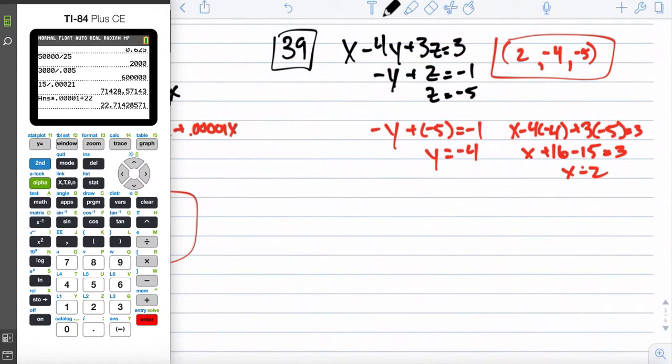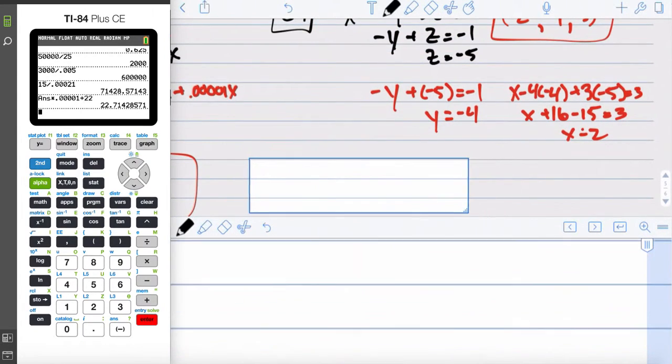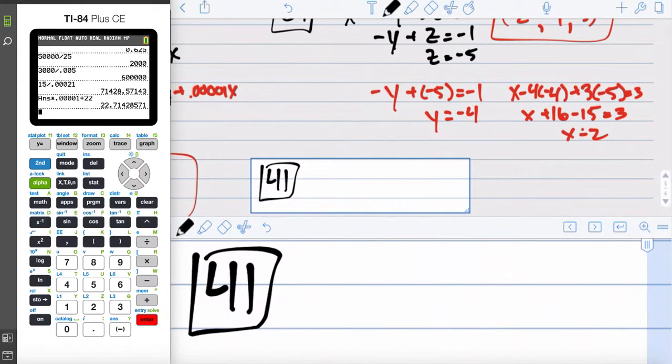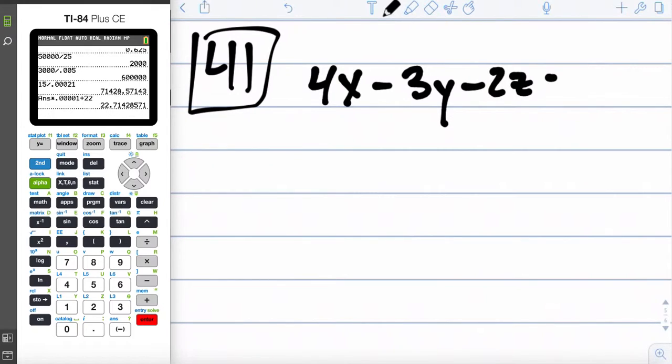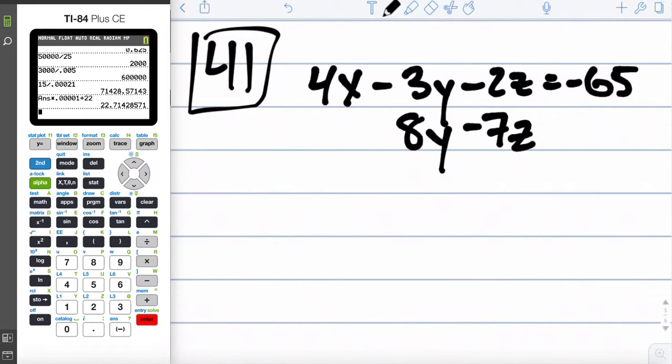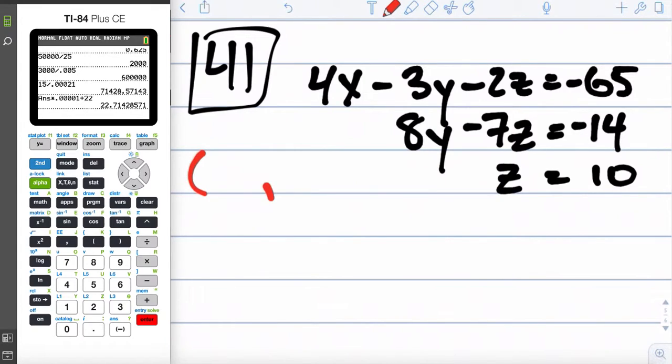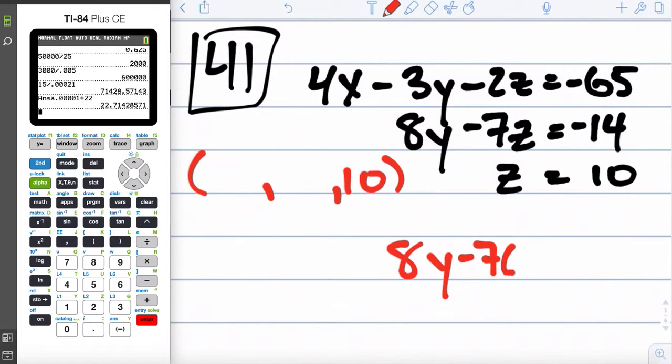Alright, moving on, doing 40, same thing, back substitution. My equations are 4x minus 3y minus 2z equals -65, 8y minus 7z is equal to -14, z is equal to 10. So again, they've already given me one of my solutions at 10. So I do 8y minus 7 times 10 is equal to -14.